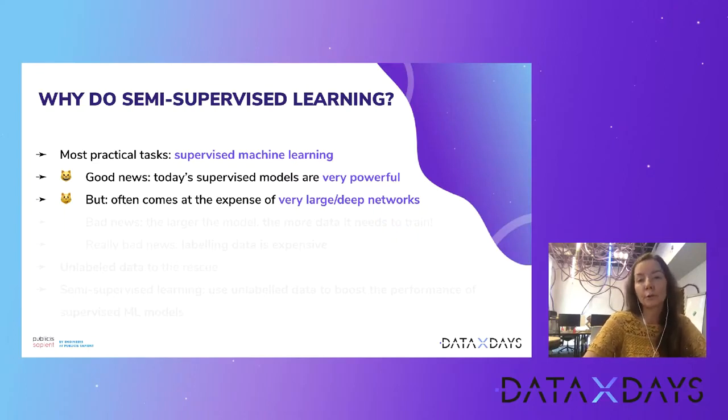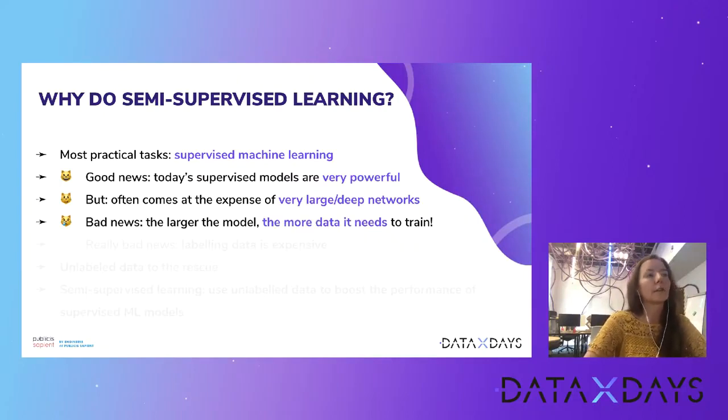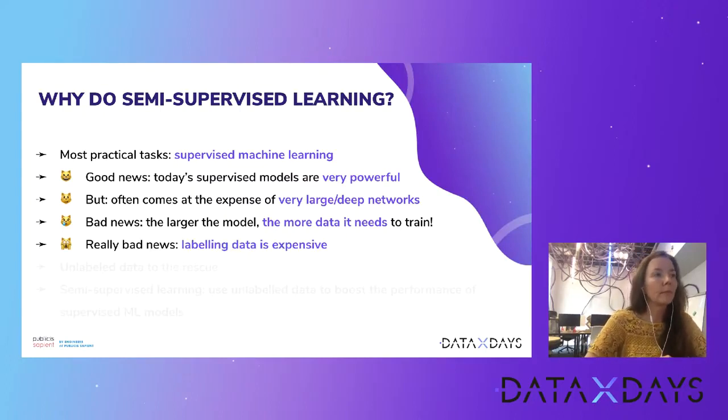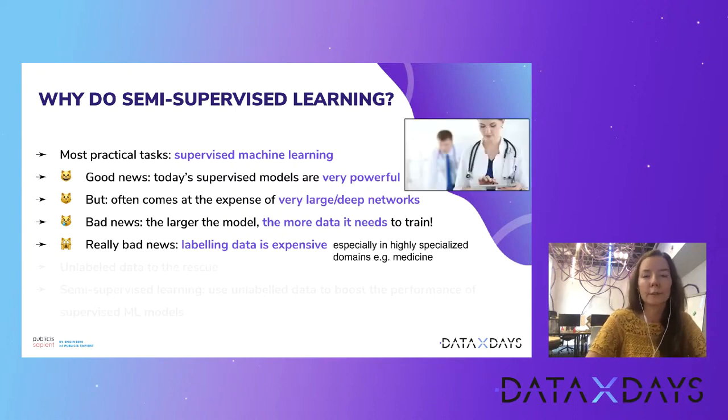Of course, the larger the network, the more trainable parameters it has. And here comes the first bad news: the larger the model, the more data it needs to be trained. And the really bad news is that labeling data remains expensive. This is something that often has to be done manually by human experts, which of course doesn't scale very well. The situation is even worse for highly specialized fields, such as medicine, where you could have multiple medical doctors manually examining thousands of images and trying to label them.